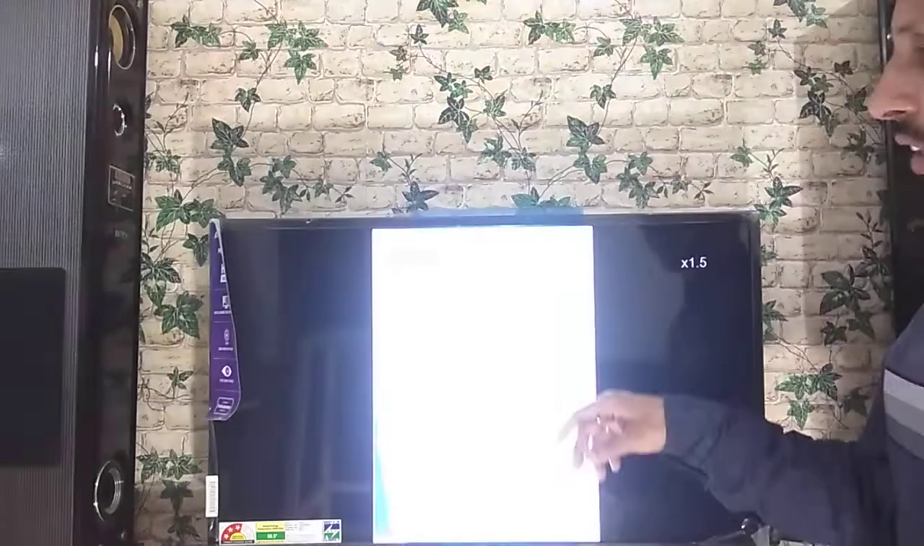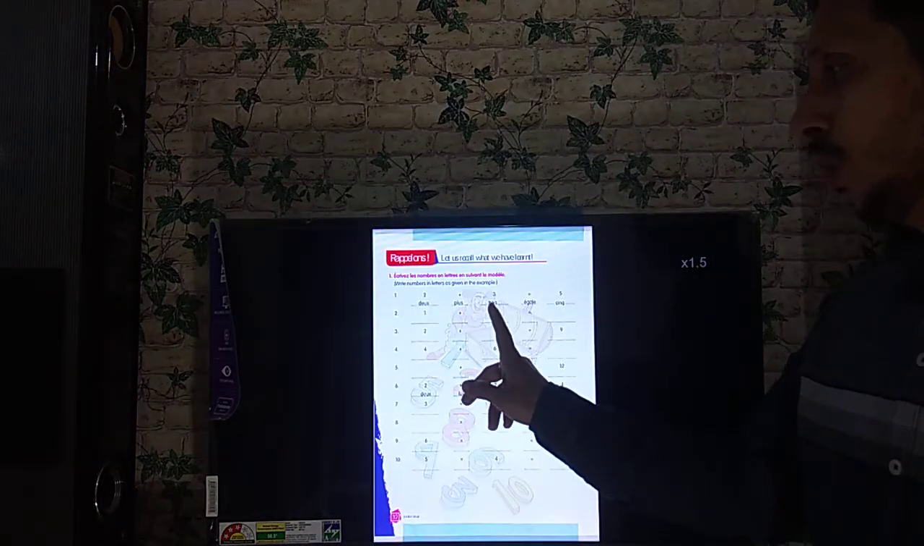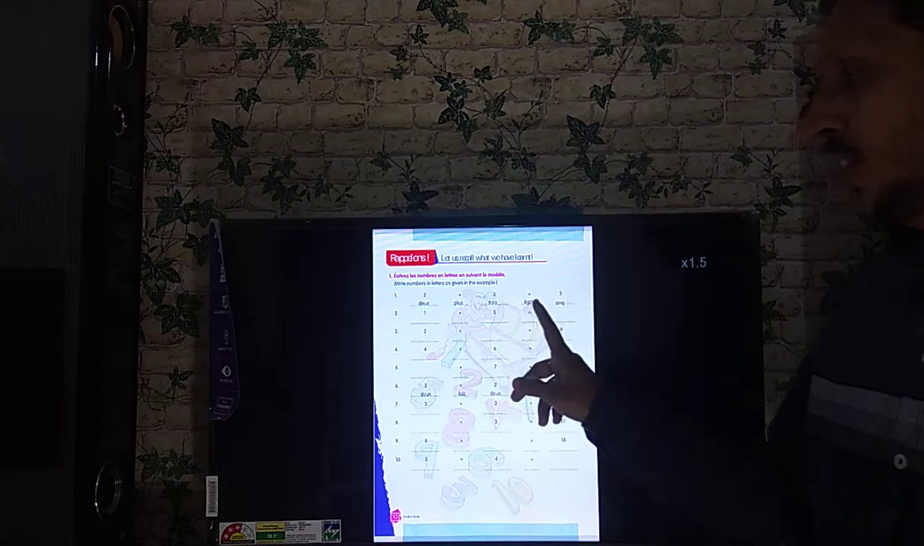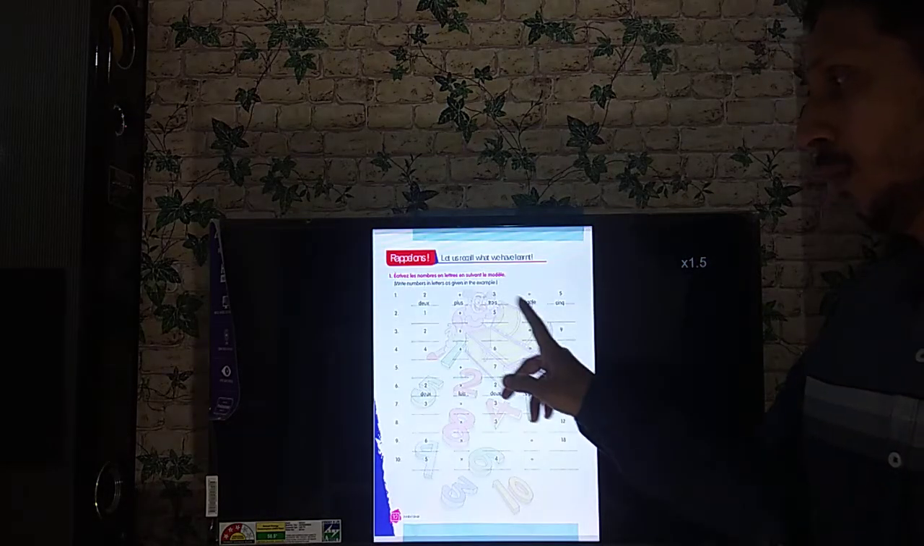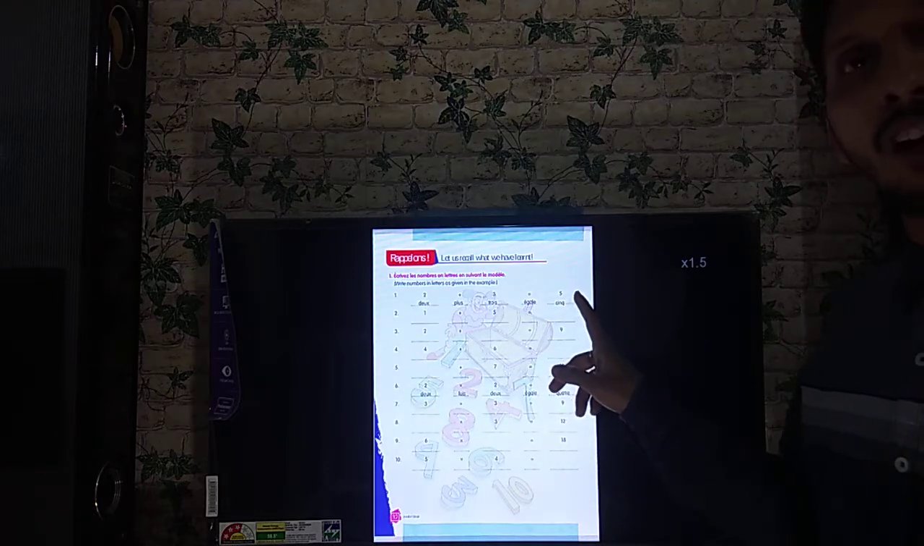Now we have the exercise for you. You will say deux plus trois. Plus means plus. Égal means is equal to. You add 2 and 3 and it becomes 5. This is the exercise you will do.